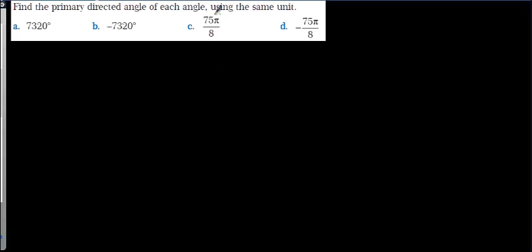Now we are going to solve the exercise about the radian: how to find the primary directed angle of the radian forms. For the radian forms, we have to be careful about this one first. 75 pi over 8, we are going to divide by 2 pi. And how to divide by 2 pi, and then how to find the remainder for that one. We always have to do this.